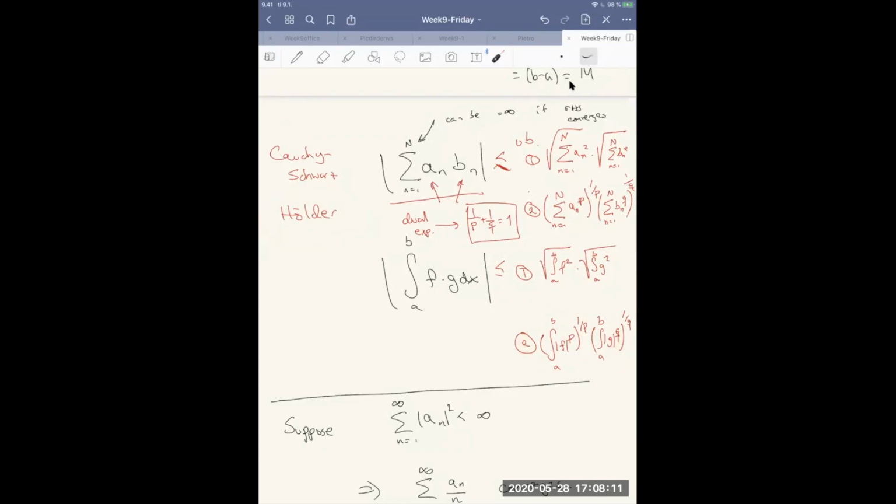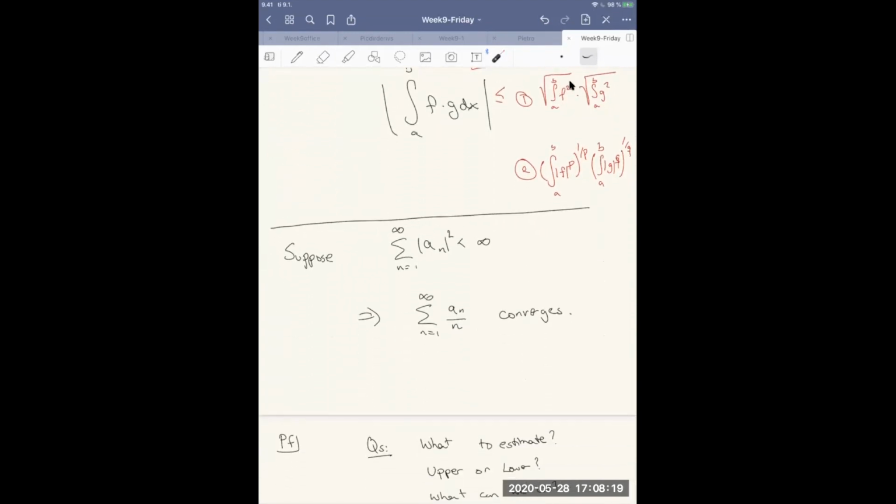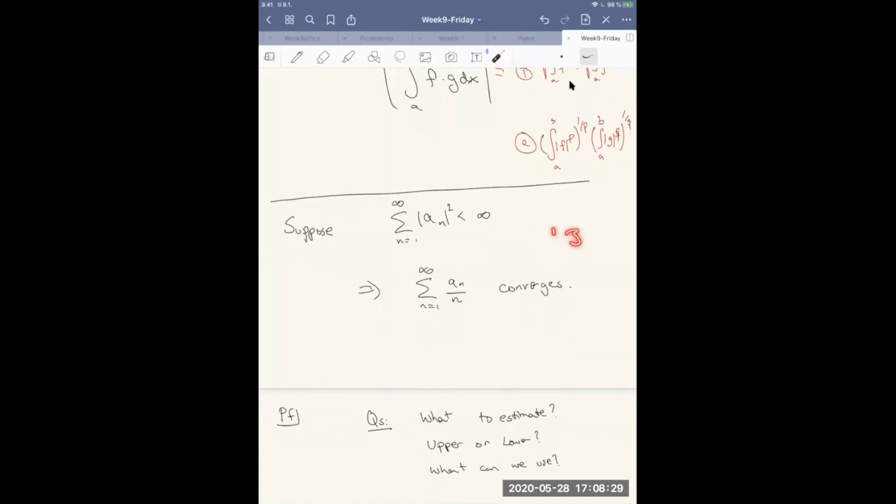So you often use these if you have a product form, and if you, for some reason, want a square in your estimates. So one example is, suppose that the sum of the absolute value of a_n squared is finite. I want to show that the sum of a_n over n converges. This is a 131A fact, really.